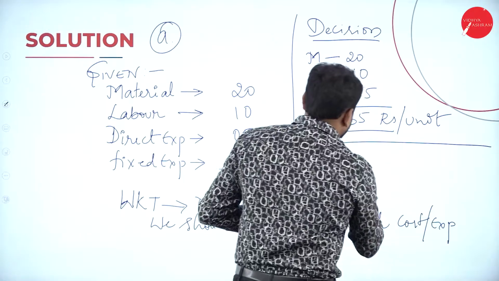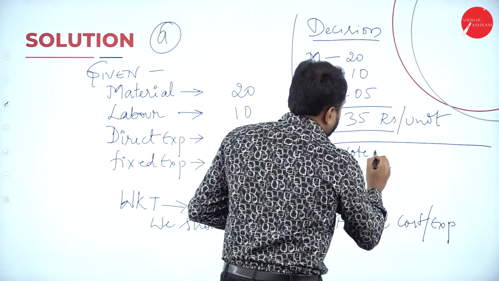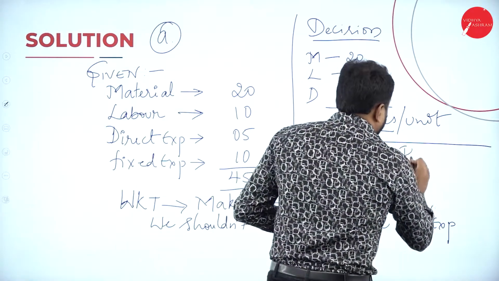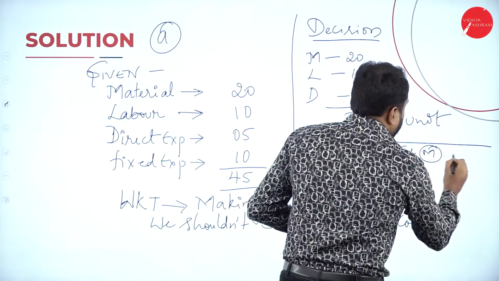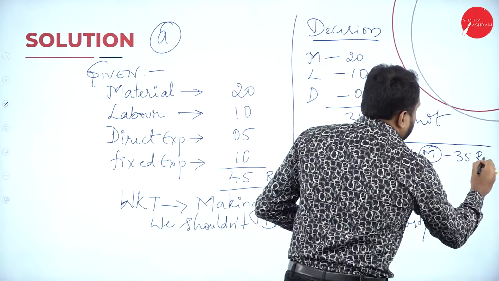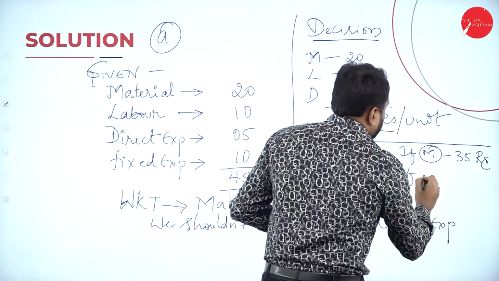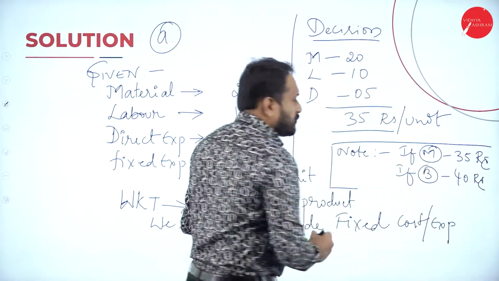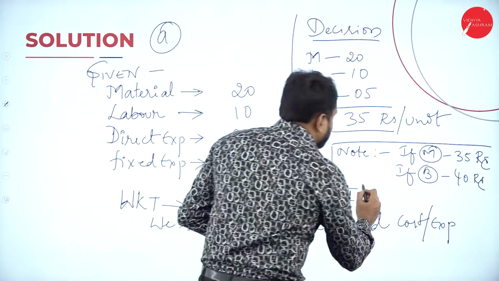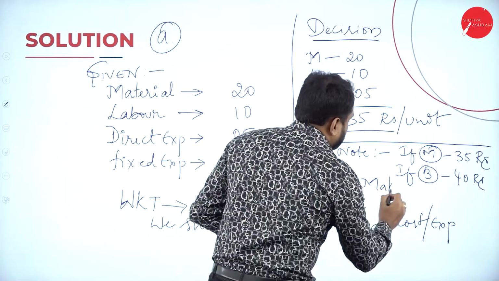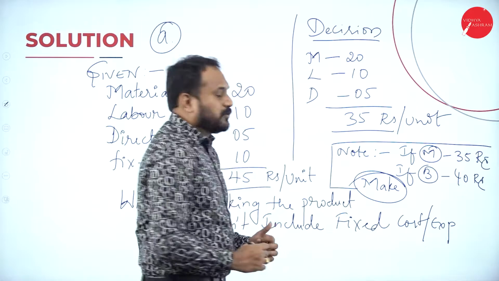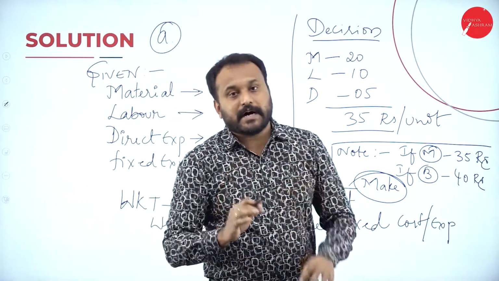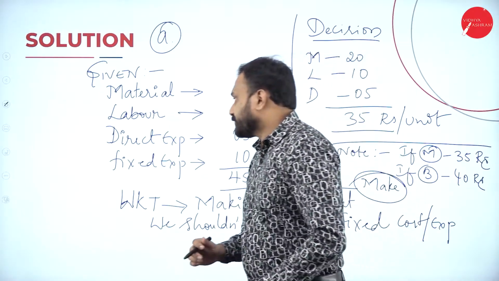Let me just write a note here. Note: if I make, it is 35 rupees. If I buy, it is 40 rupees. So what is your decision? My decision is to make the product. If you go with that, you will get how much? 7 marks. Now understand the question here.